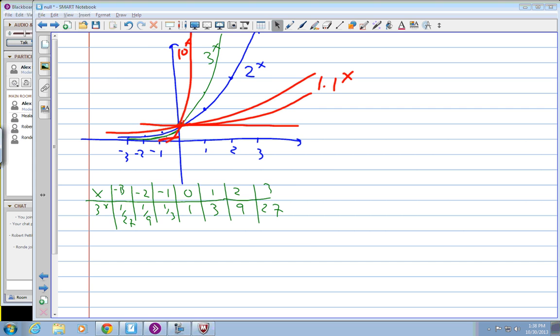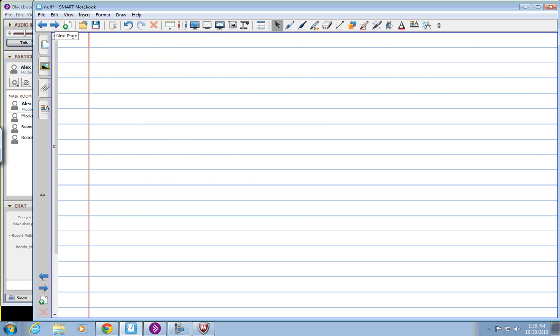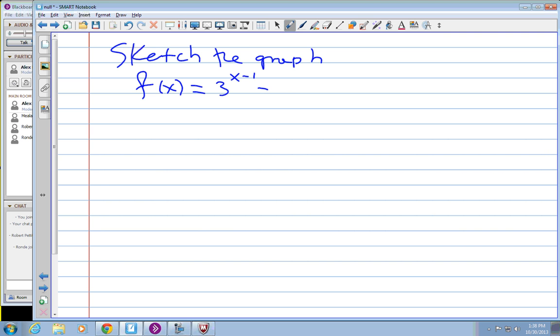So let's try this. Sketch the graph. Now, all those transformations that we studied earlier still apply.